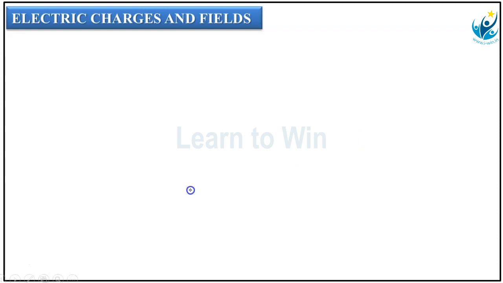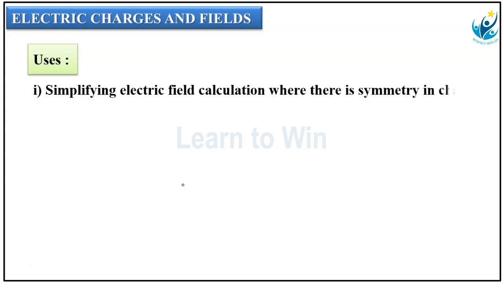What are the uses of Gauss law? Where do we apply this Gauss law? Uses of Gauss law. The first one is to find the electric field at a given point due to symmetry in charge distribution. That means throughout the body, charge is distributed uniformly. Due to the charge, at a given point, what is the electric field value? In those calculations, we use Gauss law.